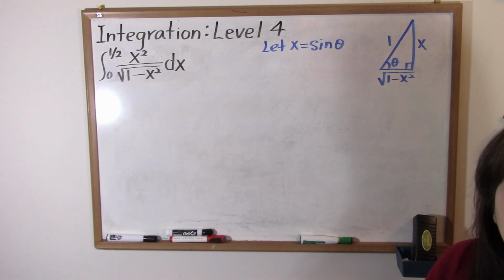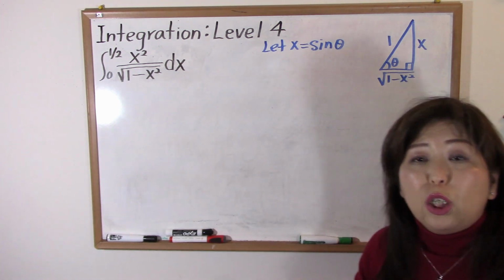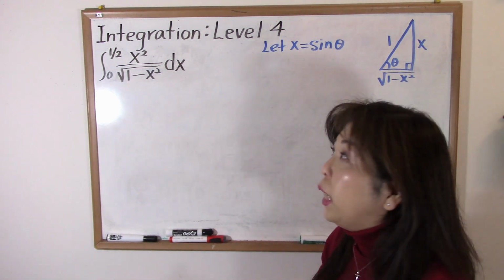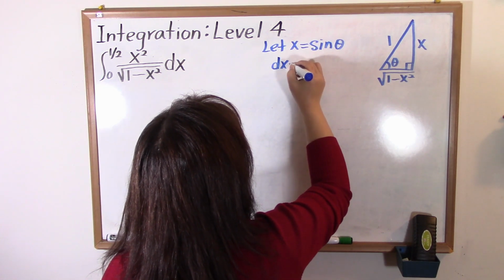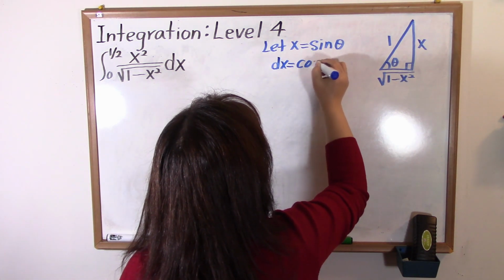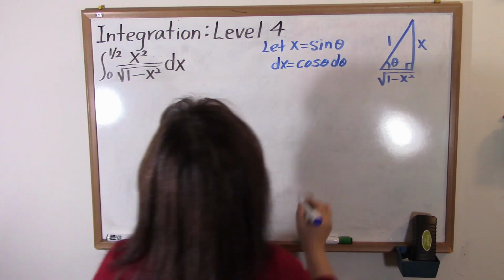So, next step, we are going to take a derivative of this equation, x is equal to sine theta, which is dx is equal to cosine theta d theta.